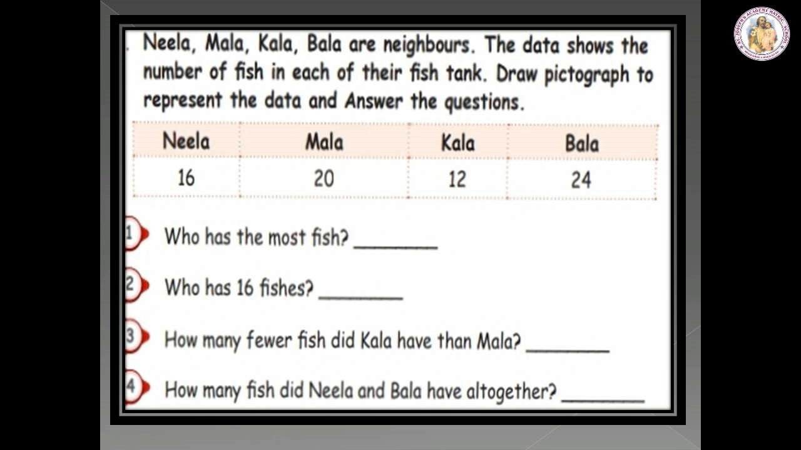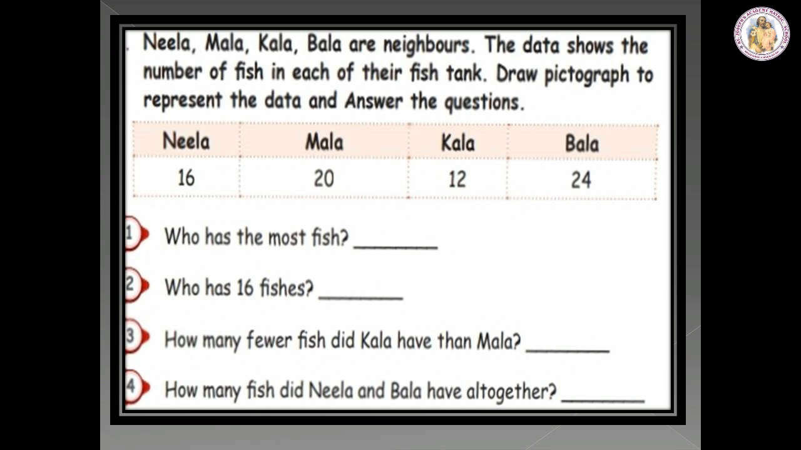Who has the most number of fish? Who has more fish? That is Mala. Very good. Who has 16 fish? Yes, it's Neela. How many fewer fish did Kala have than Mala? That is 4. If you compare Bala and Mala, there is 24 and 20. If you subtract 20 from 24, you will get the answer 4.